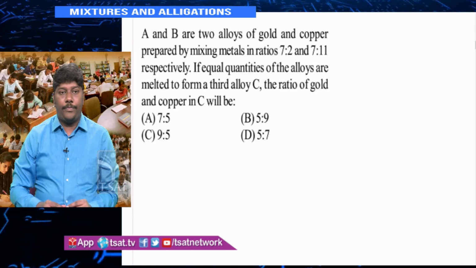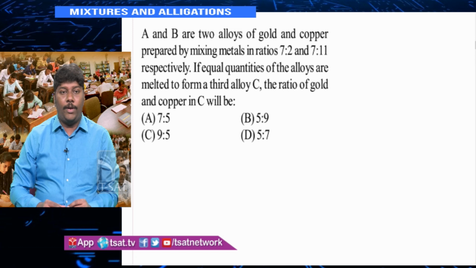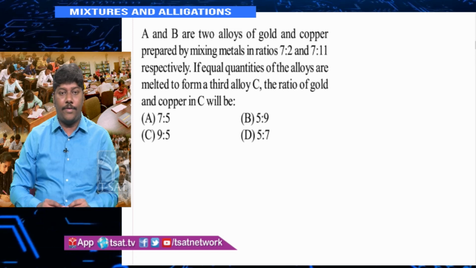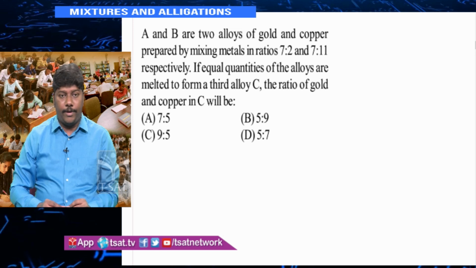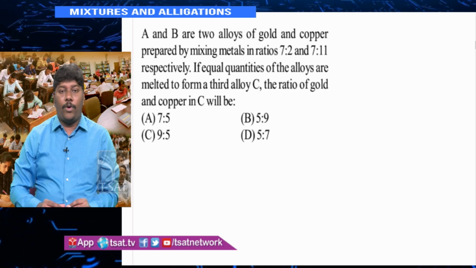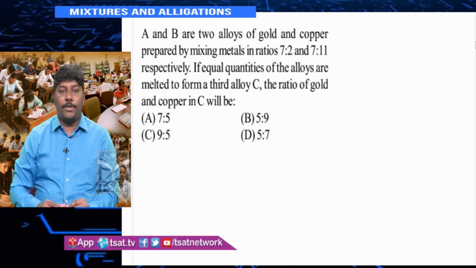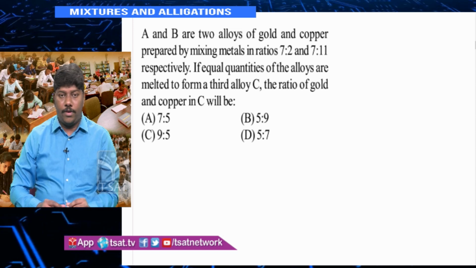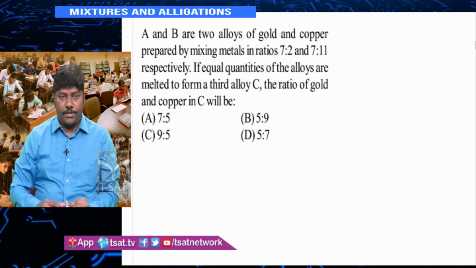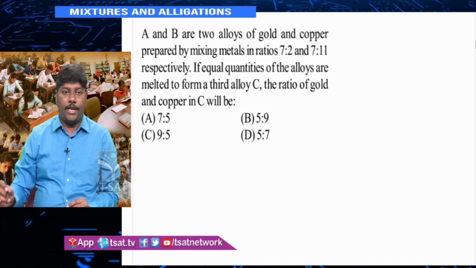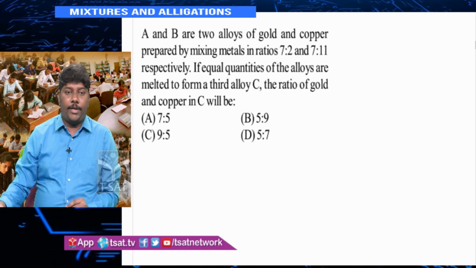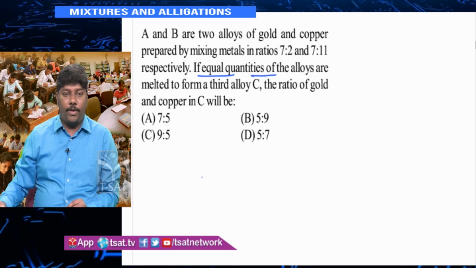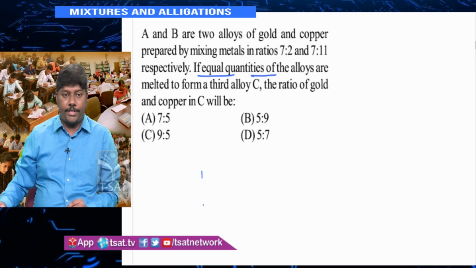Look at this question. A and B are two alloys of gold and copper prepared by mixing the metals in the ratio 7:2 and 7:11 respectively. If equal quantities of the alloys are melted to form a third alloy C, the ratio of gold and copper in C will be. This question can be solved in various ways. First I am doing it by using mixtures and alligations only. Here the term equal quantities he said. Equal quantity means you are adding them in 1:1 ratio.